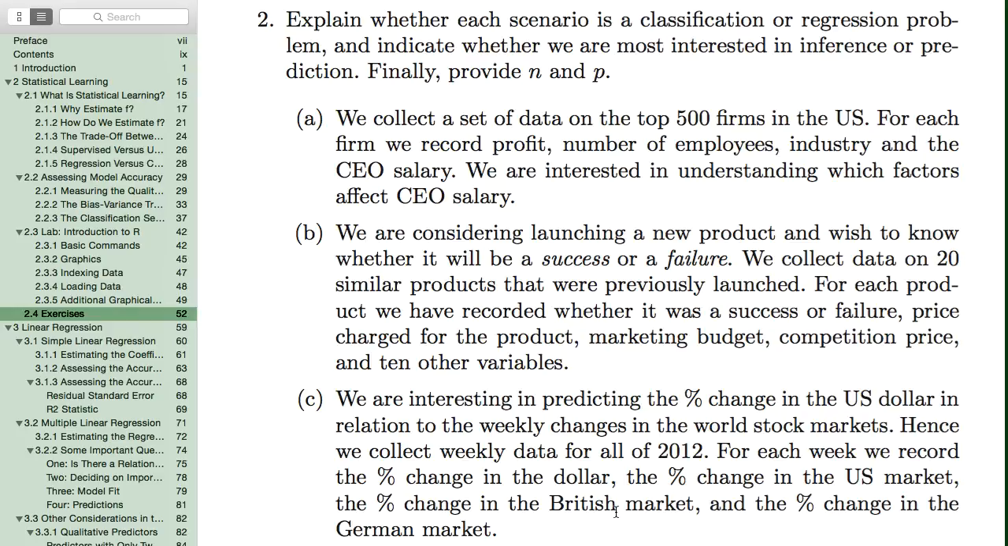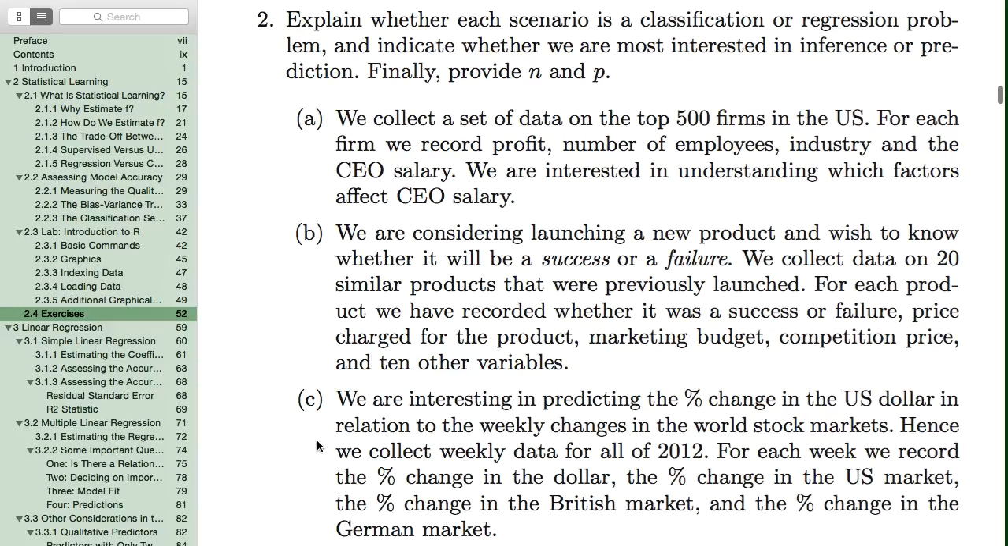We are predicting the change in relation. I don't think that we want to understand what's going on here. I'm not sure I understand what's going on here. I would call this a prediction problem, and it's a regression problem.